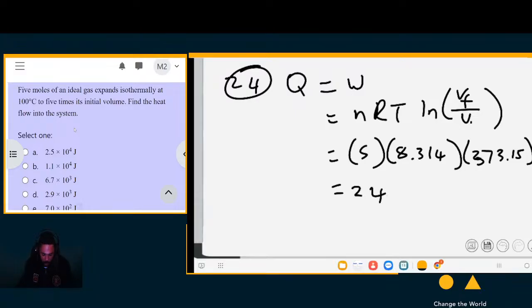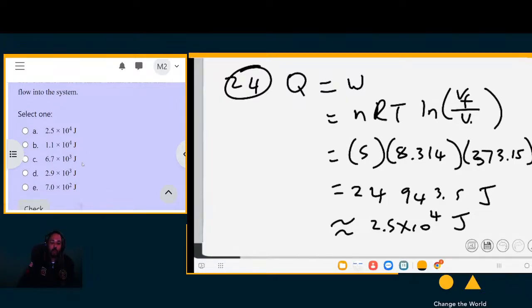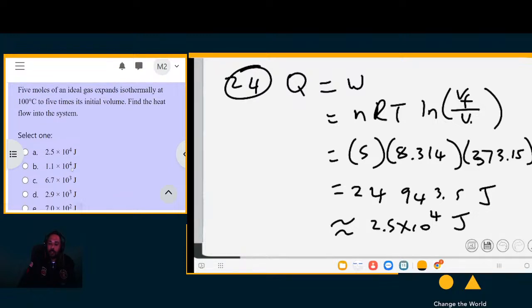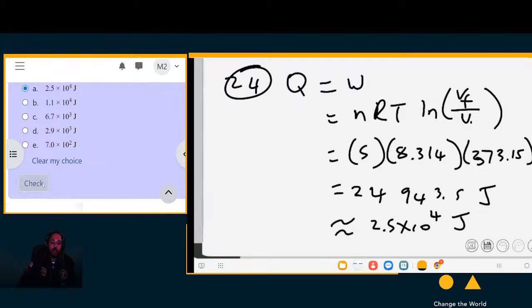So it's approximately 24,943.5 joules, so approximately 2.5 times 10 to the 4 joules. But since the work done is equal to the heat in this isothermal system, the answer will be the heat, which is 2.5 times 10 to the 4 joules. Let's check.